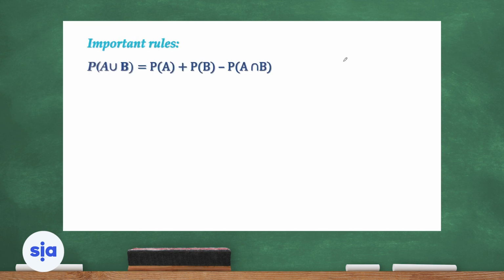So we have some important rules that we need to take care of, that probability of A union B is the probability of A plus the probability of B minus the intersection. Probability of A intersect B is the probability of A plus the probability of B minus the union. So don't forget that probability of A union B is the probability of A plus the probability of B minus the probability of A intersect B, where the probability of A intersect B is the probability of A plus the probability of B minus the probability of A union B.